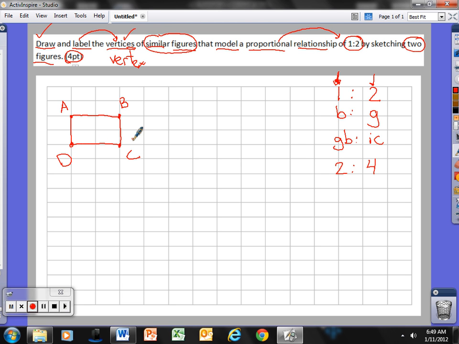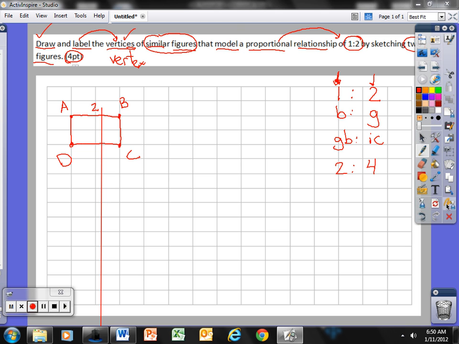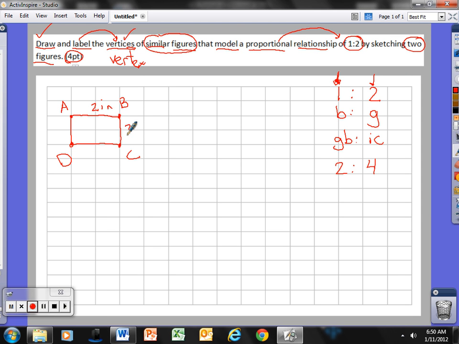Now, this grid paper is not the best because it's not a perfect square, but just because it's a little bit off, I'm going to actually number this. This is 2 inches. This will be 2 inches, just so that whoever's grading this knows that I understand that this is 2 inches all the way around.